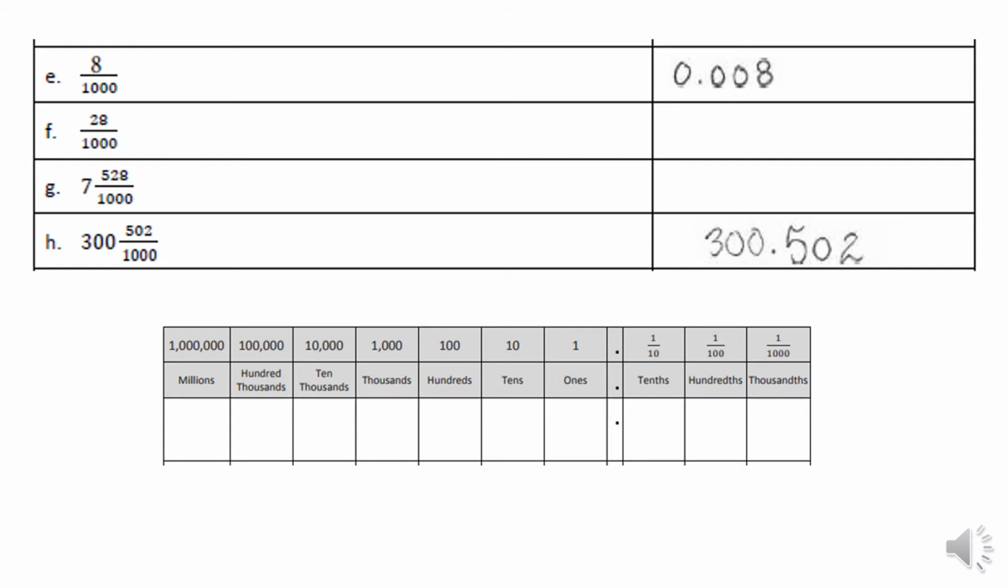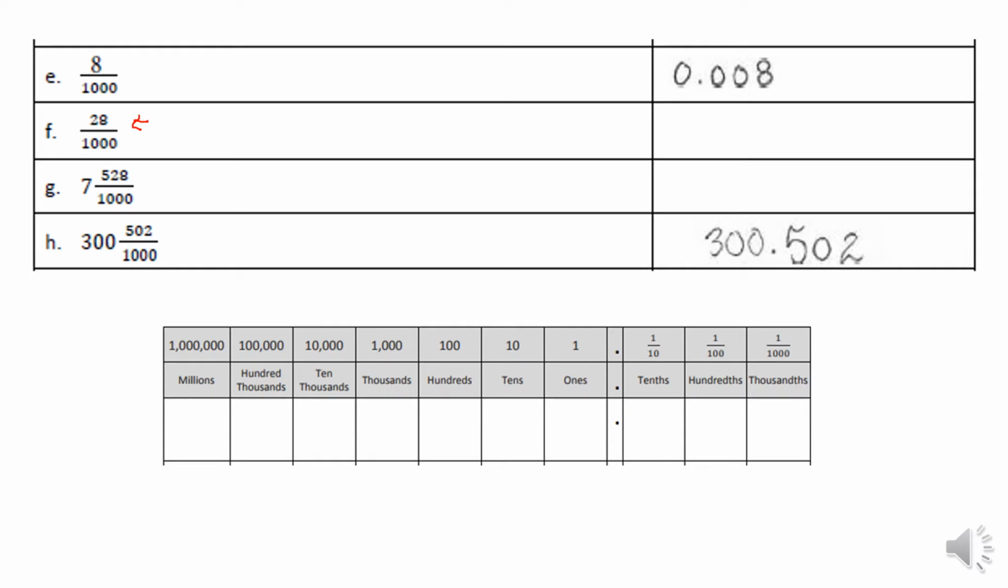We're going to go to F now. This is a little different. They're actually showing a decimal as a fraction. And if you read it, we're going to read the top first, and that says 28, and then we're going to say the place value underneath, which is 1,000. The denominator of a fraction is the place value. So in this case, it says 28 1,000ths.